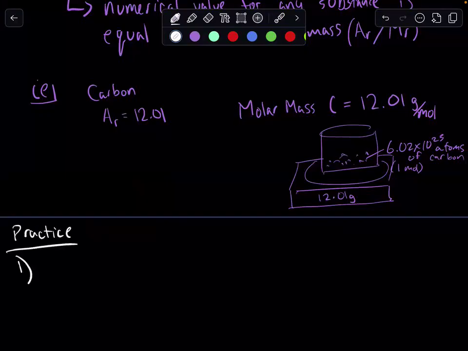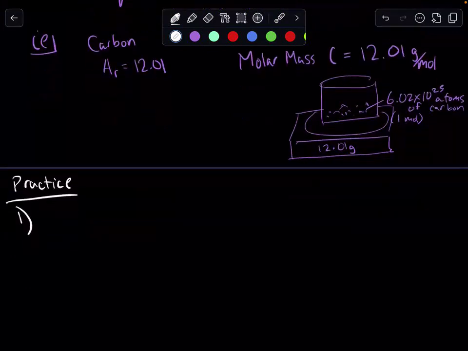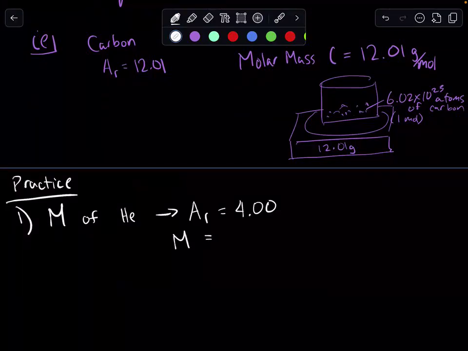So practice problem one. And remember, you can pause these and try them yourself. What is the molar mass of helium? So go ahead and figure that out. Otherwise, I'm going to get going right about now. Well, I know the relative atomic mass by looking at my periodic table says it's 4.00. Therefore, my molar mass is equal to 4.00 grams per mole.